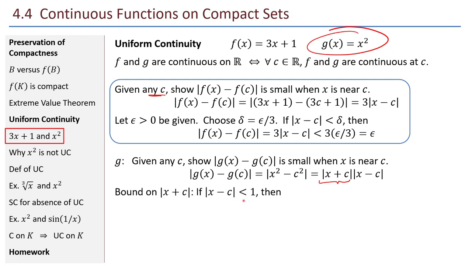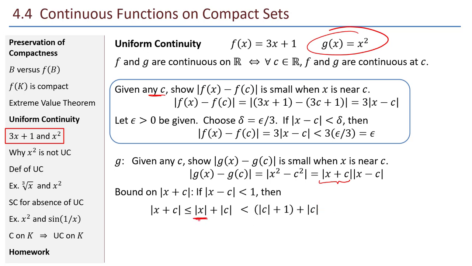Well, here's the trick that we do. We imagine that delta is less than or equal to 1. So if I force delta less than or equal to 1, then absolute value of x minus c is less than 1, and that will show a certain bound. So absolute value of x plus c is less than or equal to the absolute value of x plus the absolute value of c. That's just the triangle inequality.